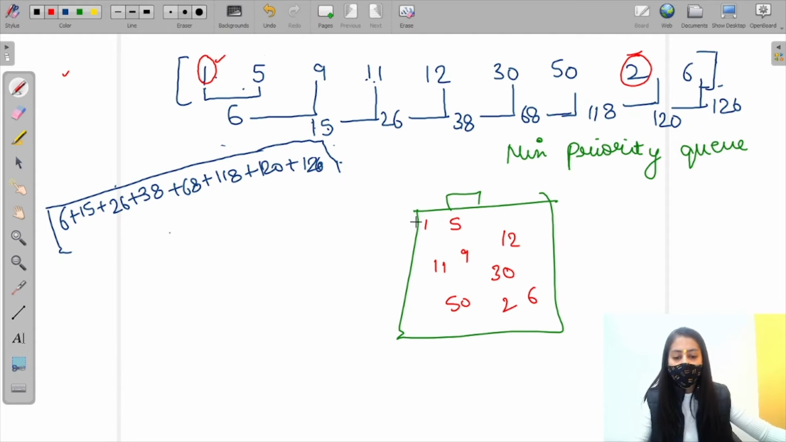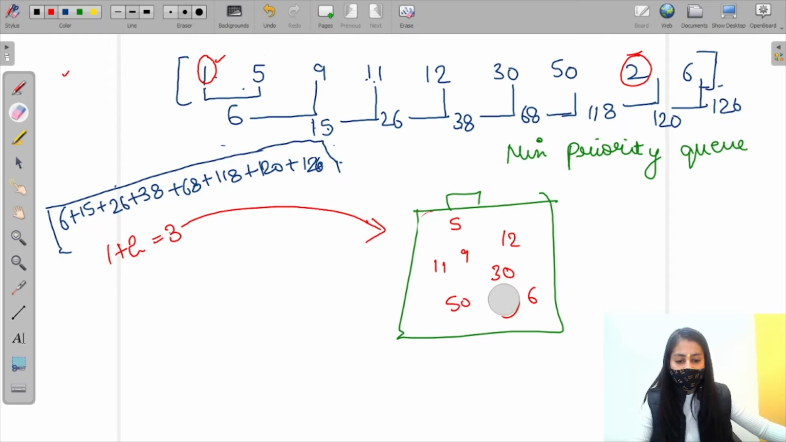So I will select the two minimum elements, which are 1 and 2. I will add the cost of 1 and 2, that is 3. So I will put this back into my queue. So 1 and 2 will go from here and 3 will be added to my queue.